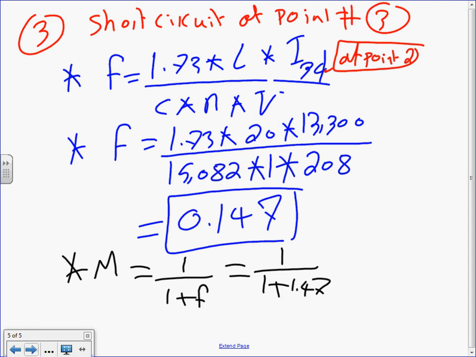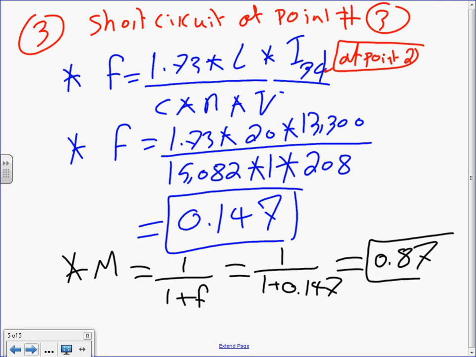1 over 1 plus 1.47. Not 1.47, Chad. 0.147. We'll get it. Okay. Two people give me the same answer, please. Yep. How much? 0.87. Darren, my friend, this is your percentage. This is your percentage, gentlemen. This is your percentage.